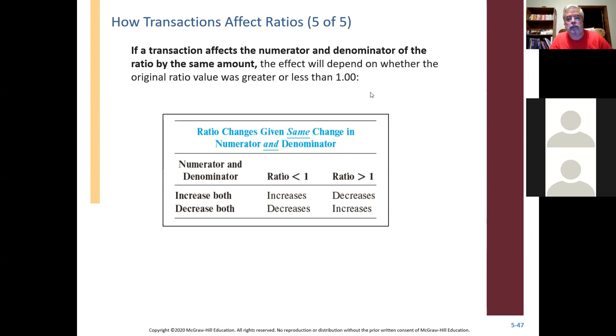If the existing ratio is less than 1 and we're decreasing both the numerator and the denominator, the ratio is going to decrease. But if the ratio is currently greater than 1 and we decrease both, like we just did with the payment of the $4,000 accounts payable, the current ratio is going to increase, okay? So this is a little bit of guidance. This is a nice piece of reference material to help you as it relates to how these ratios will be affected when both the numerator and the denominator are changed in the same direction. In other words, both the numerator and the denominator increase, or both the numerator and the denominator decrease.